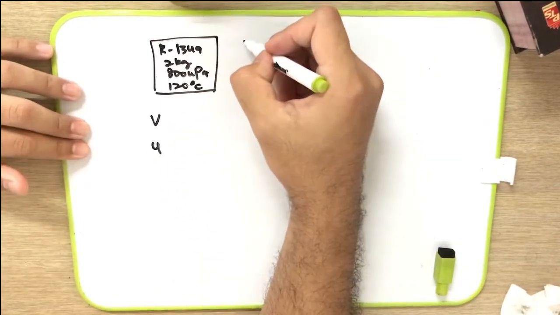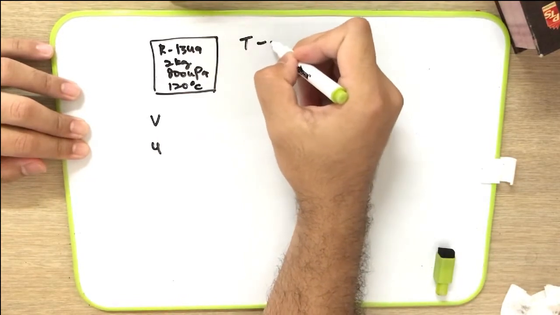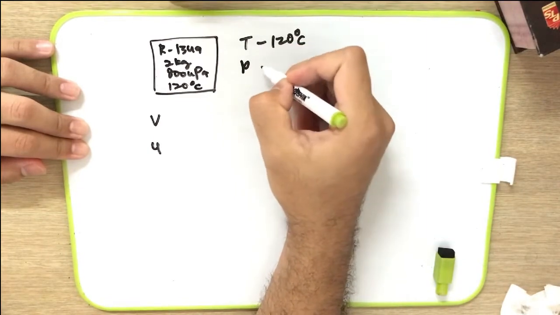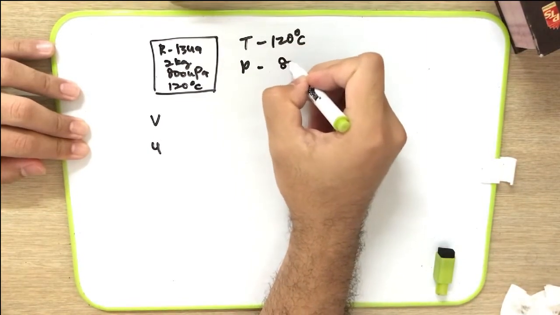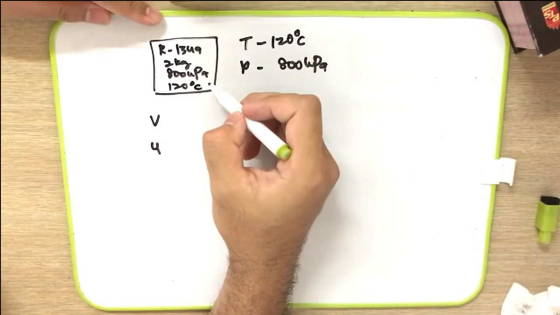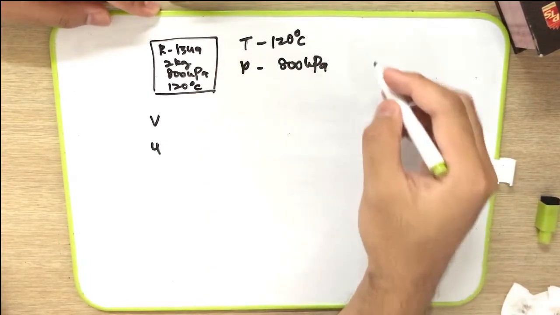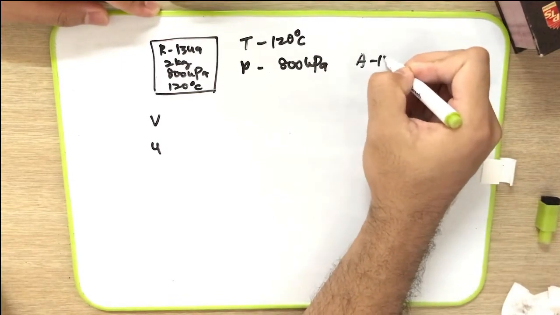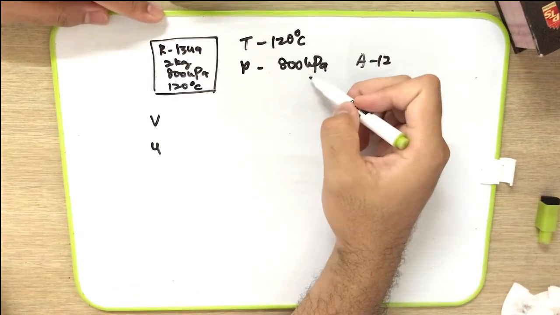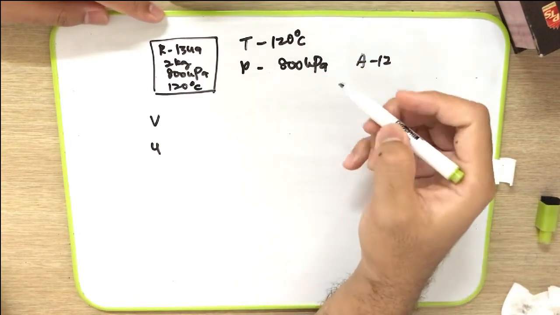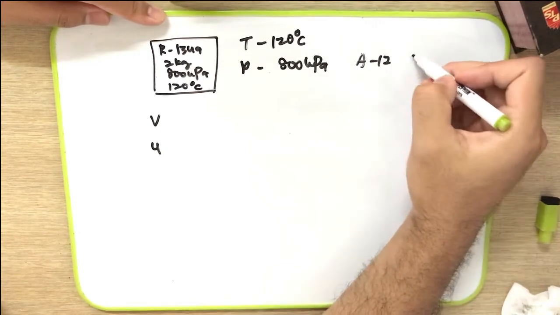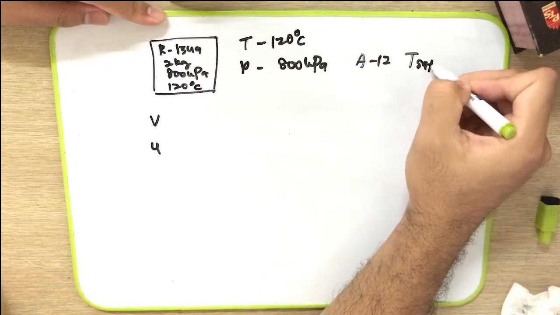Okay, so we have temperature is 120 degrees C and pressure is 800 kilopascal. So we are going to find what is the phase of refrigerant in this vessel. So we open table A12. From table A12, we find what is the T saturated at P 800 kilopascal.